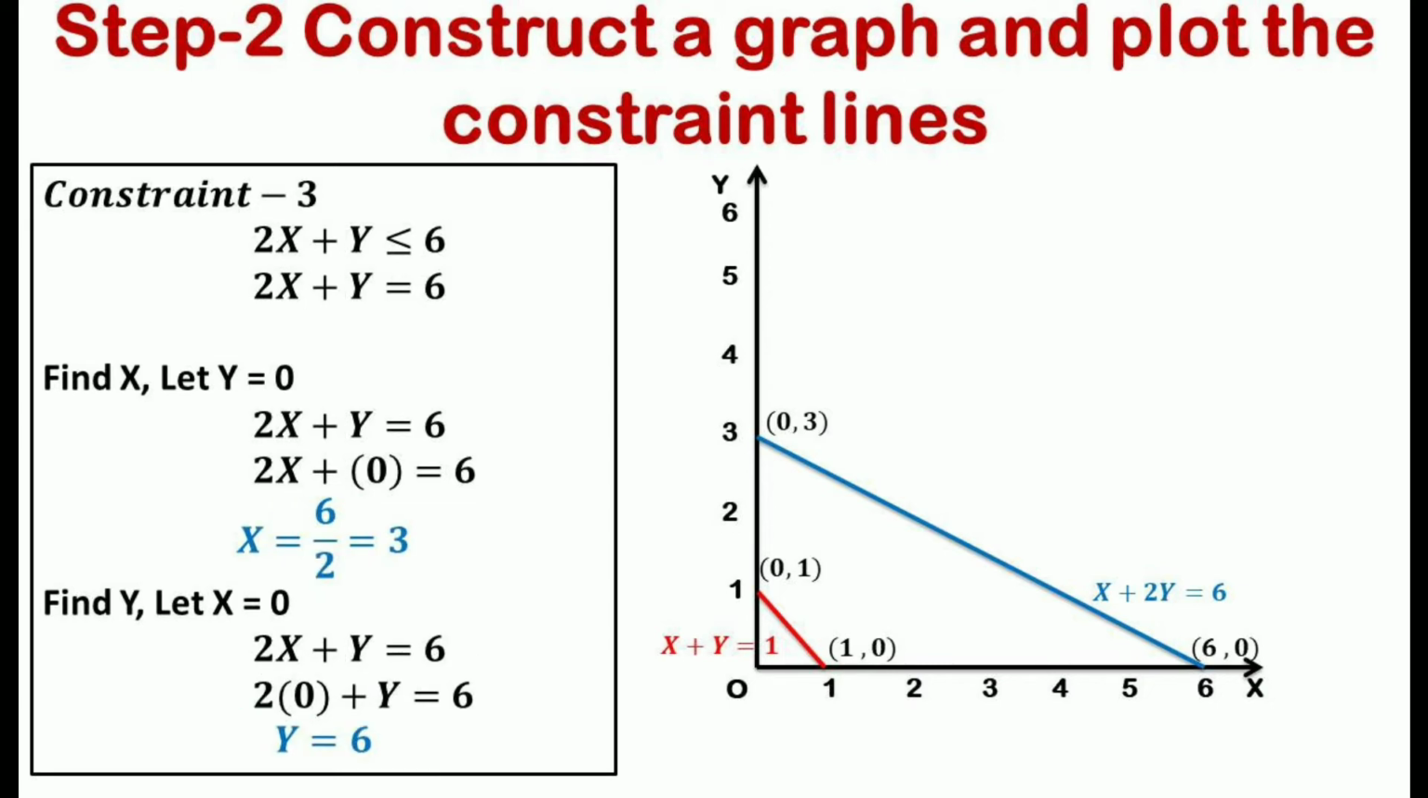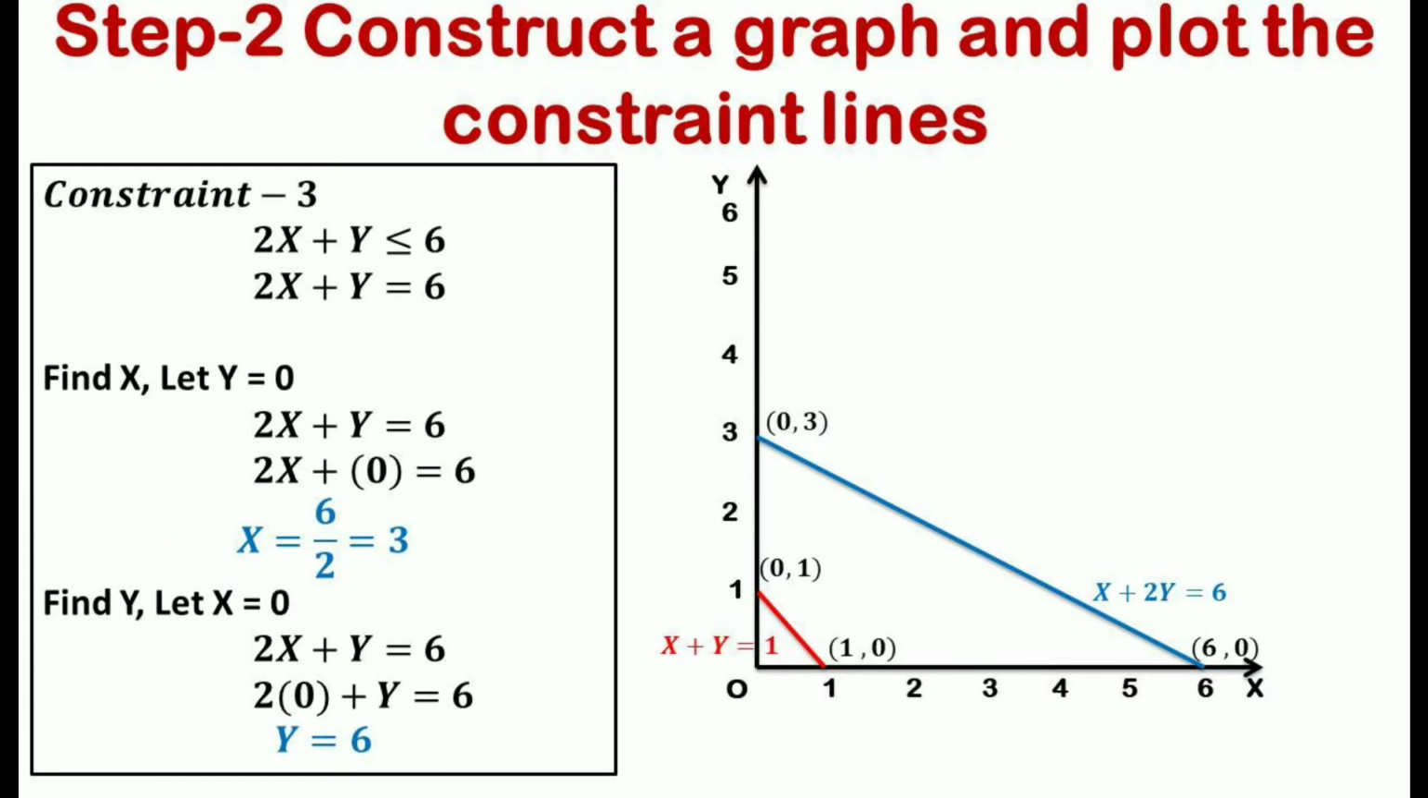Similarly, we are going to consider the third constraint, that is 2x plus y less than or equal to 6. By converting the inequality sign into an equality sign, the third constraint will become 2x plus y is equal to 6. By assuming the value of y is equal to 0, we can find the value of x. Substituting y is equal to 0, 2x is equal to 6. Therefore, x is equal to 6 divided by 2, which is equal to 3.